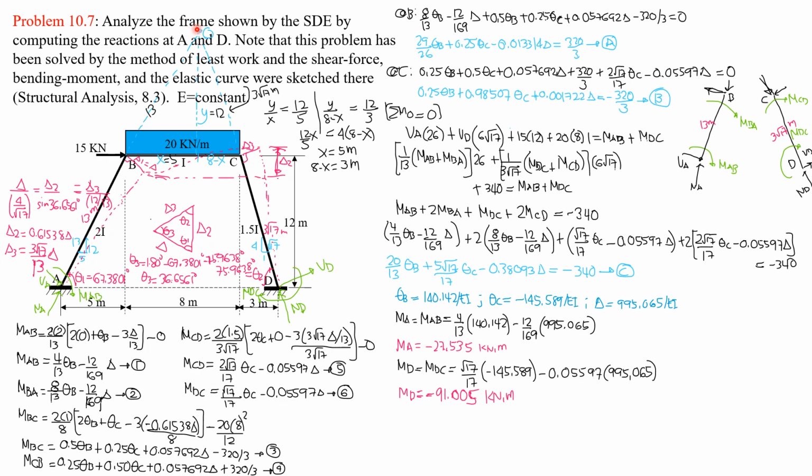And we sum up moments about O equals 0. The normal reaction at A will not be involved. It passes through O, as well as the normal reaction at D. So summation moment about O equals 0.